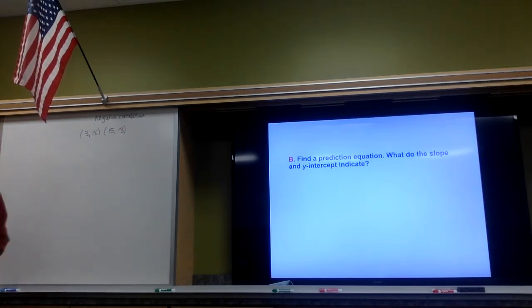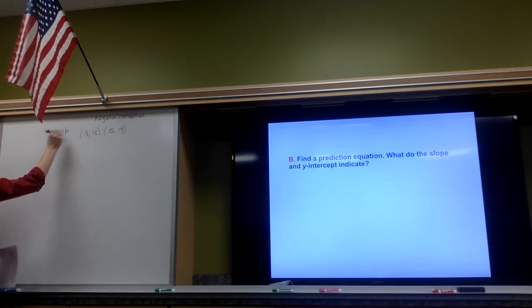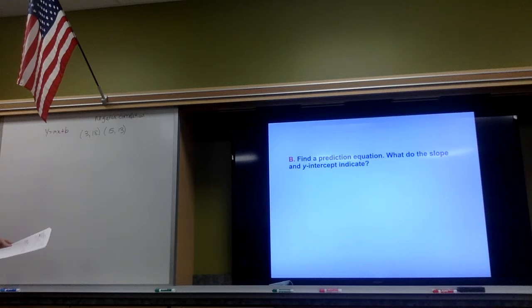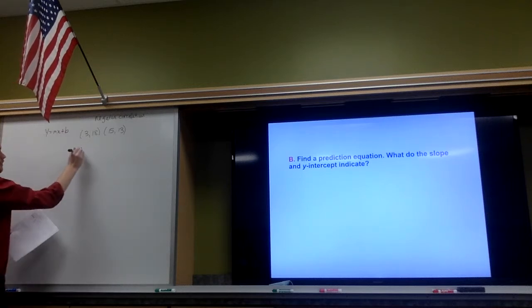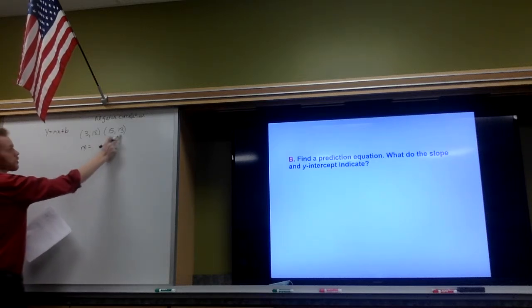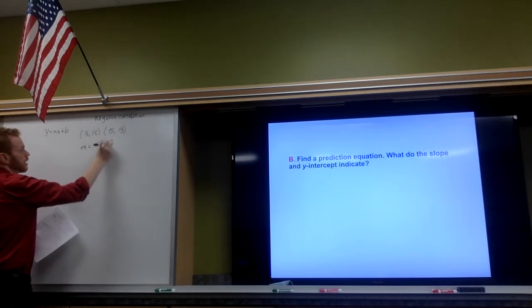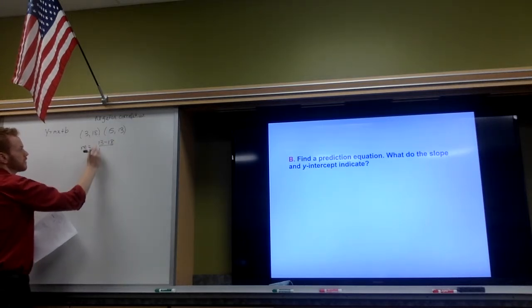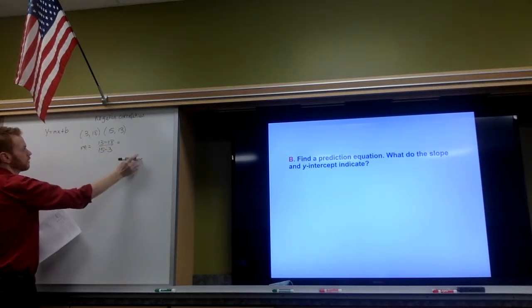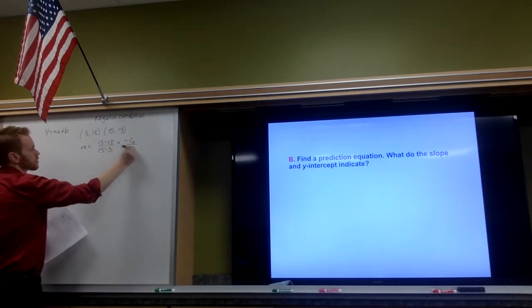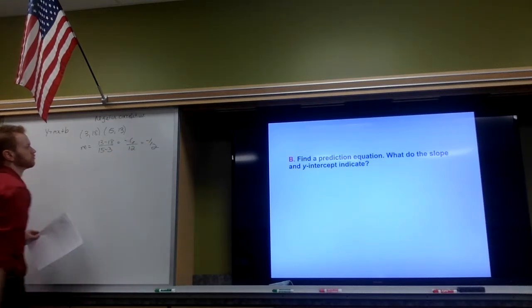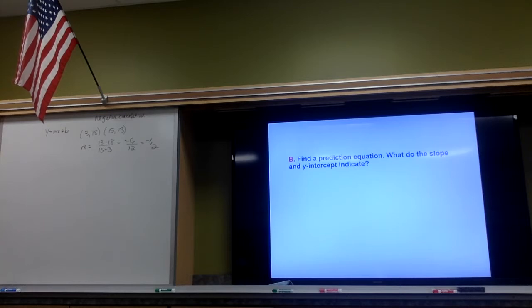So let's put this in y equals mx plus b, right? That's what we want. There are a lot of ways of doing this. First, I need a slope, so let's find the slope. 13 minus 18, I'll put on the top, changing my y's. 15 minus 3, changing x's, on the bottom. So negative 6 over 12, or negative a half. Okay, so we got a slope.